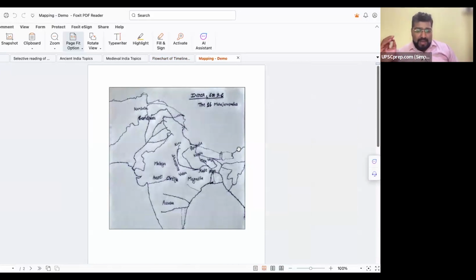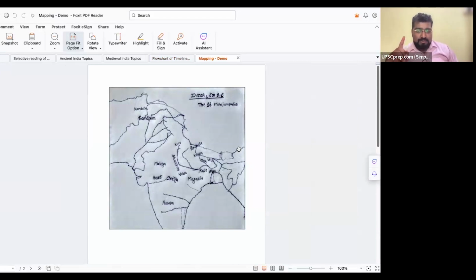India's political map, you will get anywhere in the stationery. This is not the political map. This is basically the diagram drawn by me, where I have highlighted the important 16 Mahajanpadas. So you need to also locate those locations, right? ये सारी चीजें जो है ना, it is very important with respect to remembering the facts.